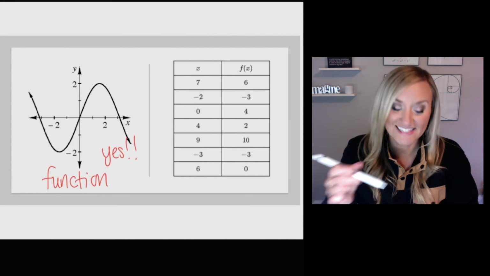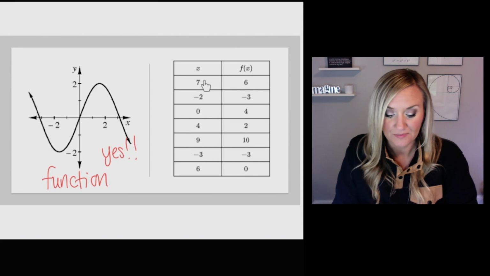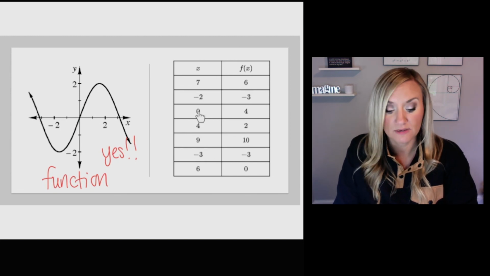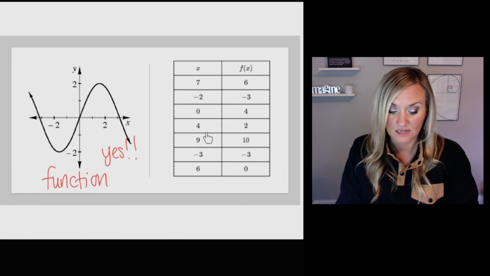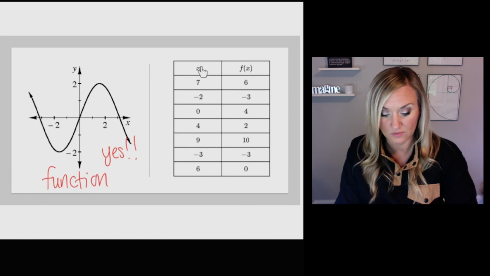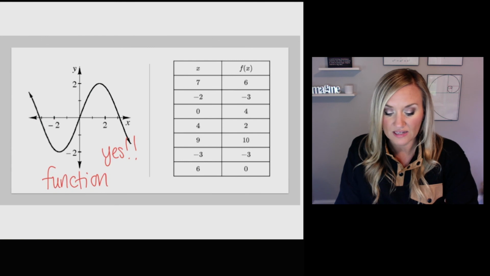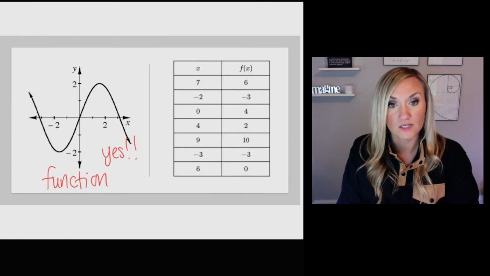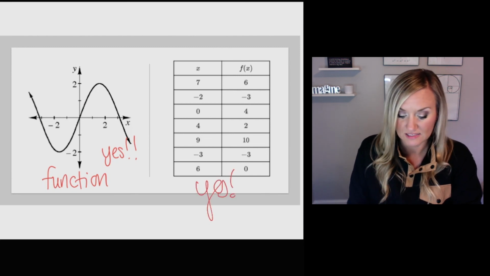Okay, now let's look at the table. So this table here, I'm going to use my strategy. This is my input. So I'm going to look and see, are there any that are duplicates of each other? 7, -2, 0, 4, 9, -3, 6. It all looks good to me. And so that's super promising. And so, yes, we're just going to stop right now and we're going to say this is definitely a function.